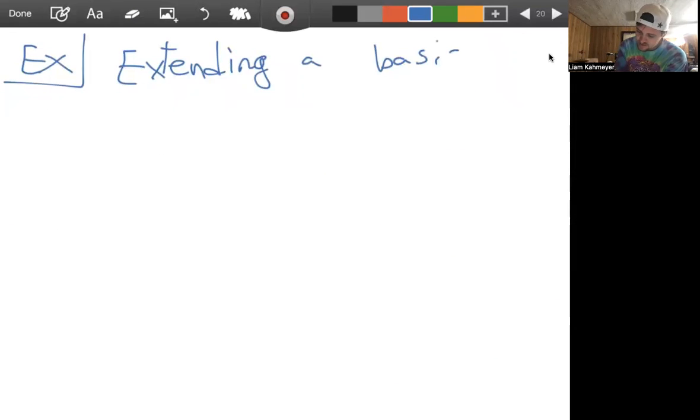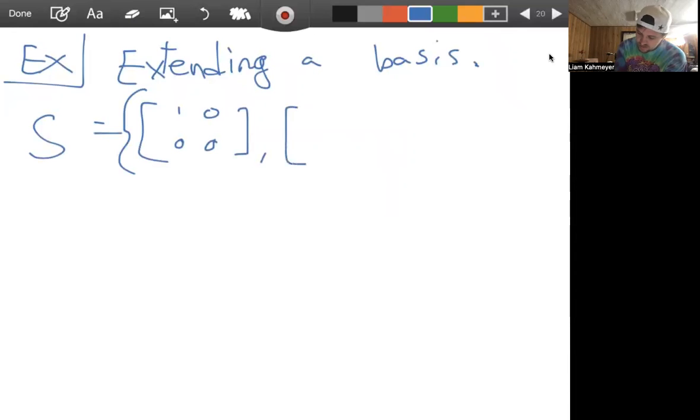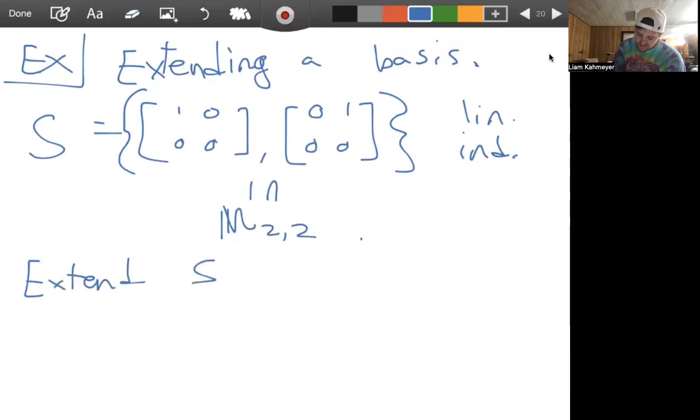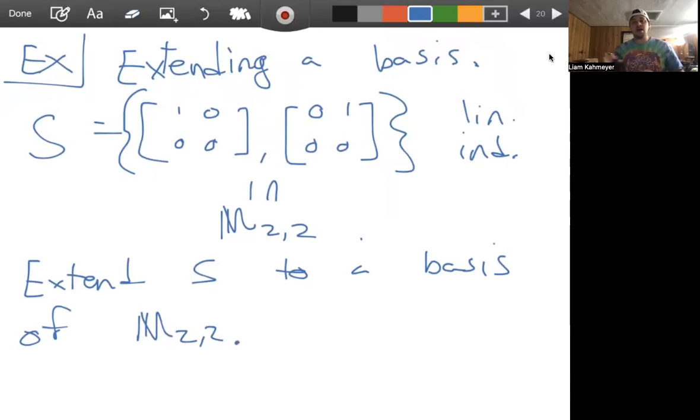So let's do another example here. I guess our example is blue, where we extend a basis. So let's say we have the set S, which is a subset of M22. So we're looking at 1, 0, 0, 0 and 0, 1, 0, 0. It's very clear that this is a linearly independent set and that this is also contained in M22. Now, what we want to do is extend S to a basis of M22, okay? And how do we do this?